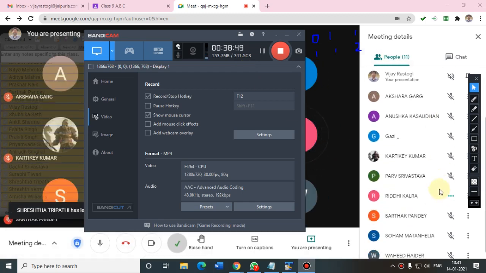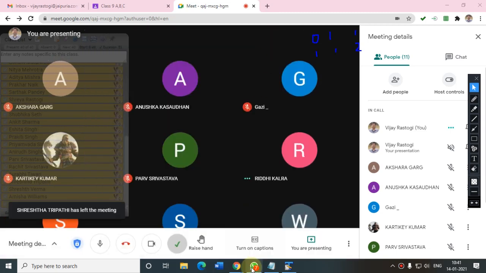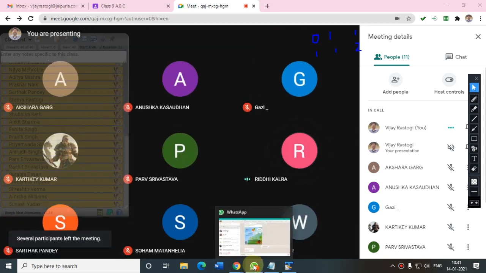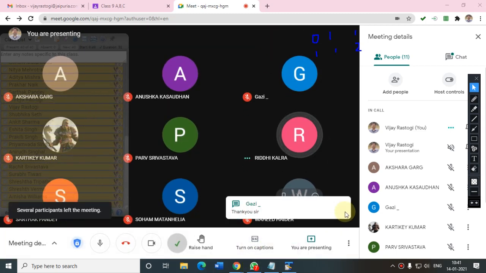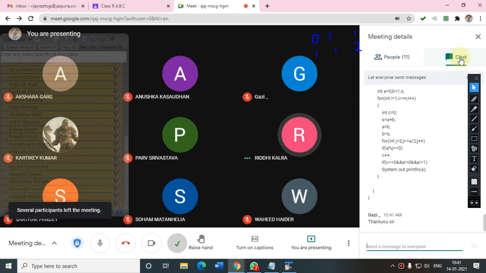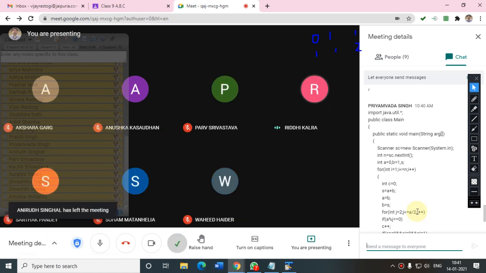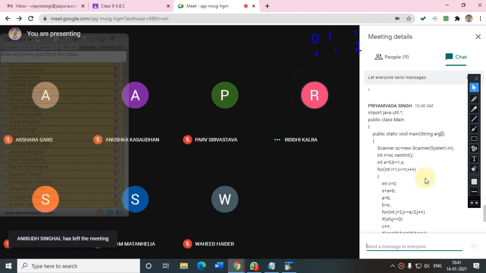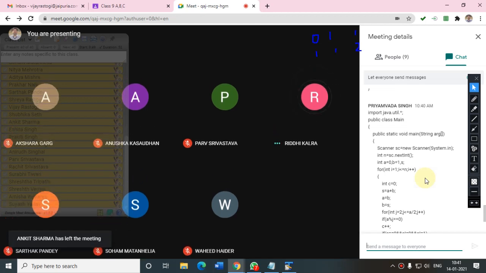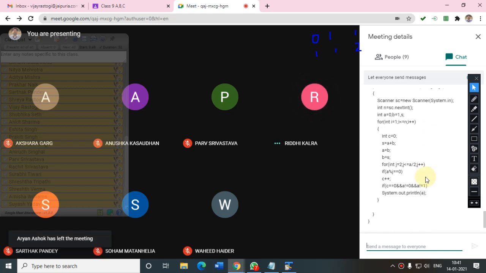Excuse me, sir. Yes, beta. Sir, in this question, do we need to print the number of terms entered by the user, or from that Fibonacci series we need to print the prime numbers? From those. Suppose the value of n is 10. So within 1 to 10 terms of Fibonacci, you need to print only those which are prime also. Right? Okay, sir.